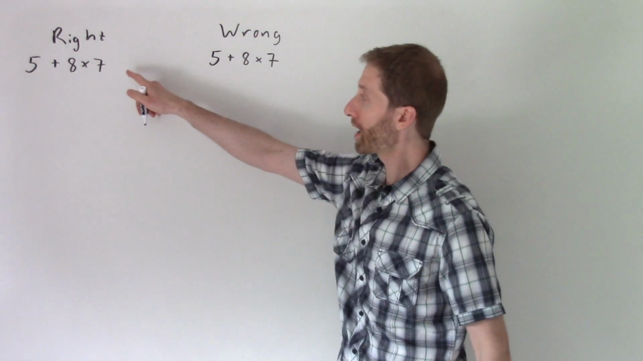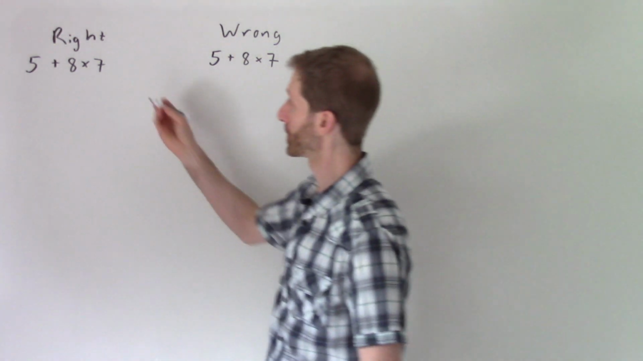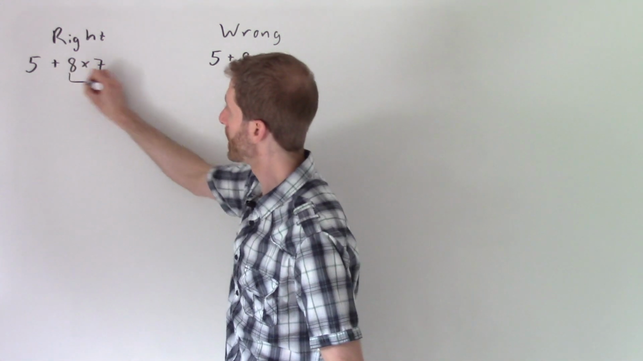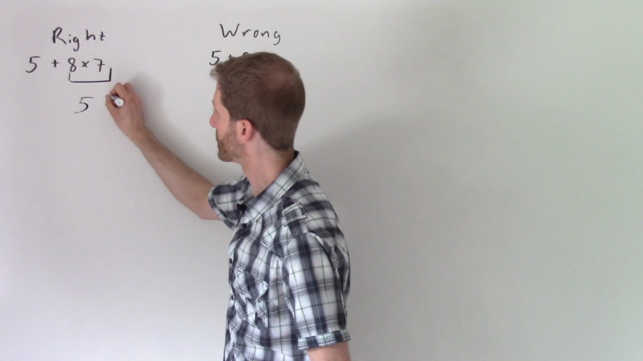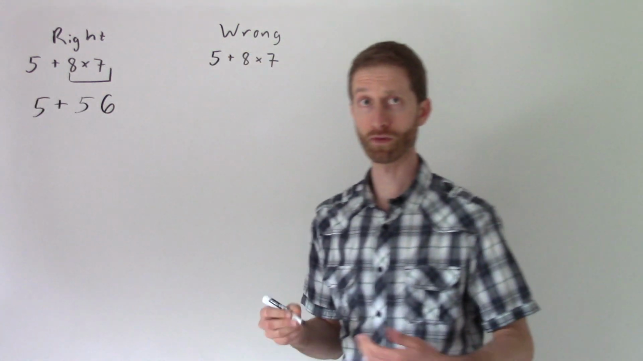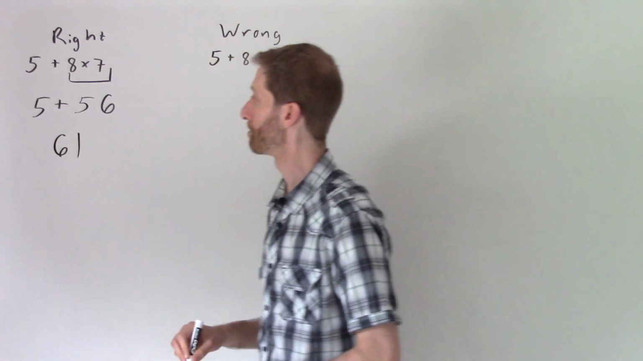So the right way to do this problem is by first doing multiplication. So to do multiplication, first, we do that before we do addition. So I do 8 times 7, and that gets me 56. And then you're basically copying down what you've already done there. And then I do 5 plus 56, which is 61.